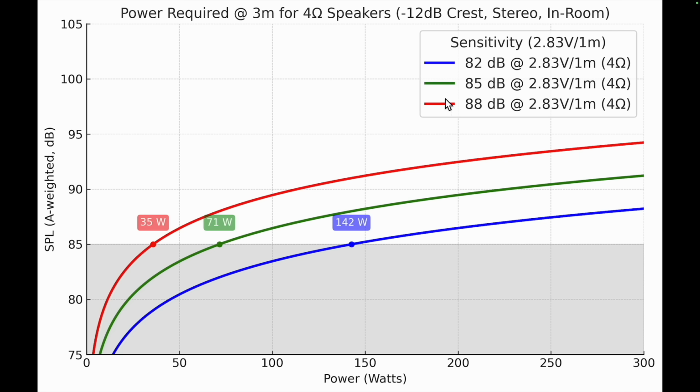And if we look at this green line, which represents 85 decibels, we see we're going to need about 71 watts to achieve 85 decibels in room. If you have a speaker that has low sensitivity, which I've measured plenty of them, you'll see that you need about 142 watts for an 82 dB sensitivity speaker to achieve 85 decibels. Now, that's a good bit of power, and sure, 85 decibels is kind of loud for some people, but for other people, that's just getting started.